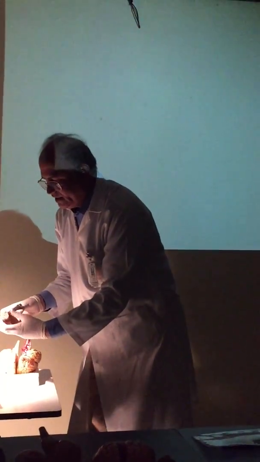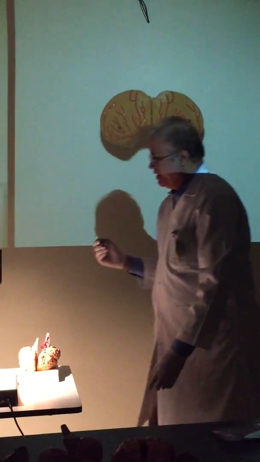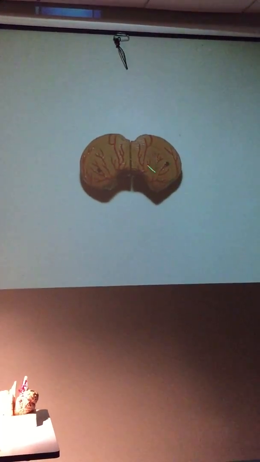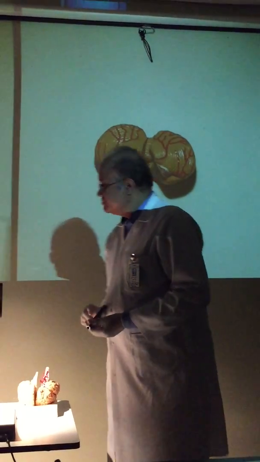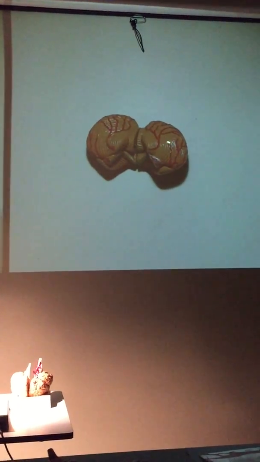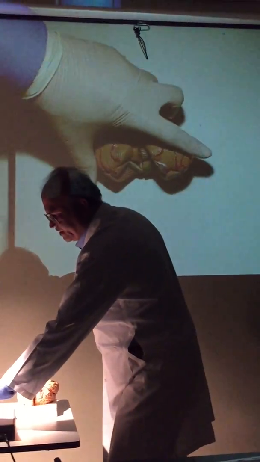Now you are looking at the superior surface of the cerebellum. Superior surface of the cerebellum, and the vermis in between the two hemispheres. If I turn it this way, you are looking at the inferior surface.